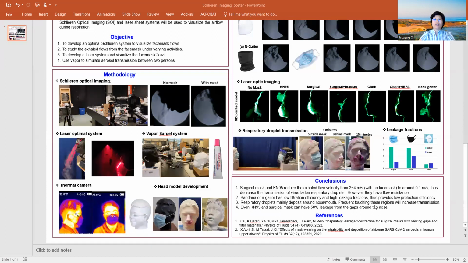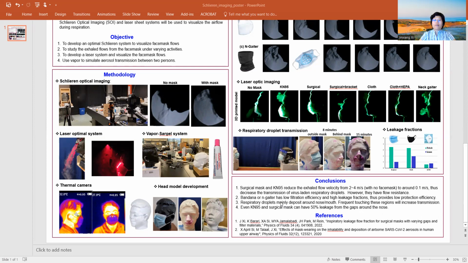Now let's look at the laser optical imaging. Without mask, the flow speed is slow. With KN95, there is a good leakage on the top of the mask, which is not surprising because one size never fits all. Surgical, spread well. Surgical with bracket, surprisingly we see there is leakage, and usually with fast flow, you can tell. With very slow flow, the laser cannot see it well. So close with HEPA and well spread, but the neck gaiter shows jet flow.